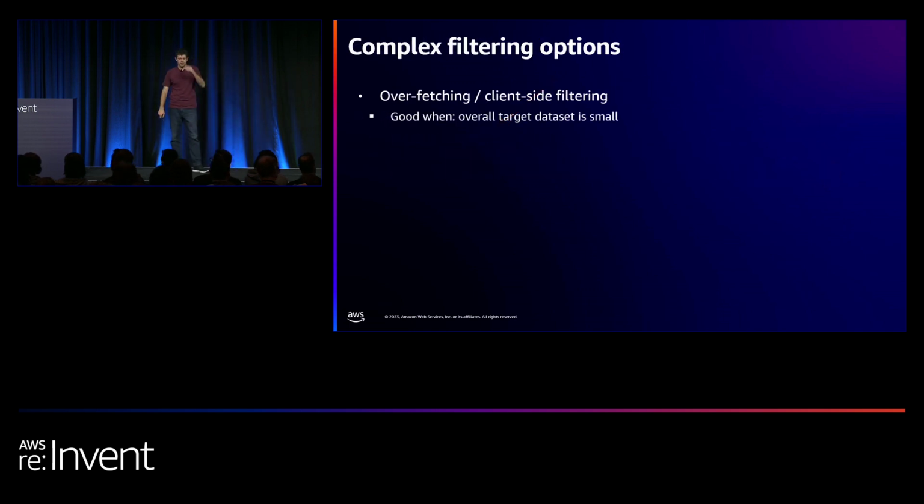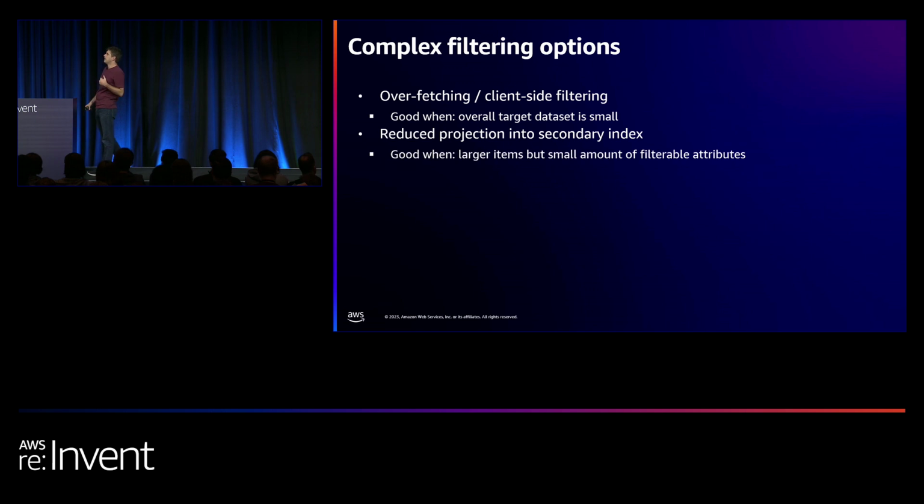So our second option for these complex filtering cases is, hey, use that reduced projection into a secondary index. This is good when you have larger items, but a smaller amount of filterable attributes.